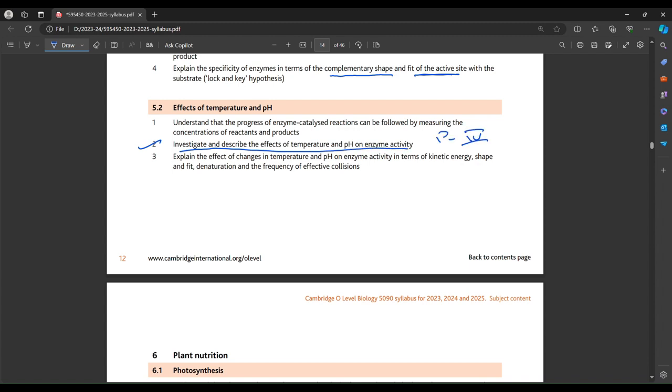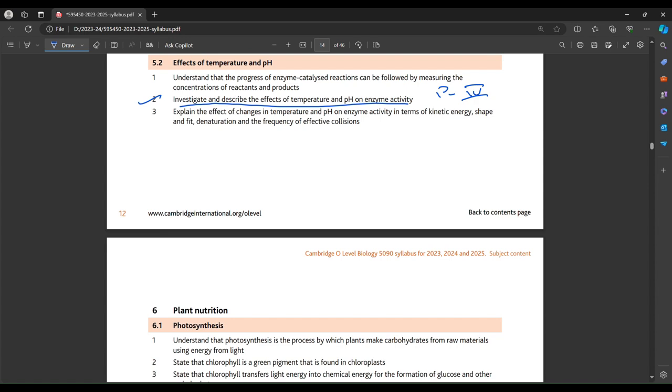Now, the effect of change in temperature and pH, which will come in paper 4 again. Explain in terms of kinetic energy, shape and fit, denaturation and frequency. As we increase the temperature, the kinetic energy of the particles increases, until the optimum temperature is achieved. Why? When the kinetic energy of the particles increases, there will be more collisions between the substrate and the enzyme, and more enzyme-substrate complex formation.